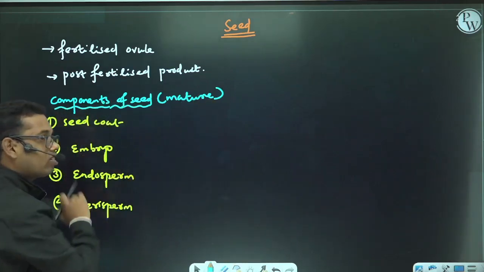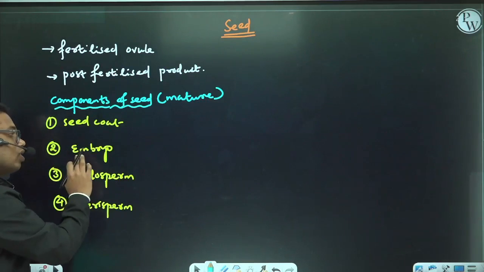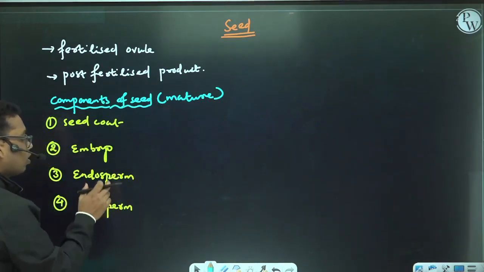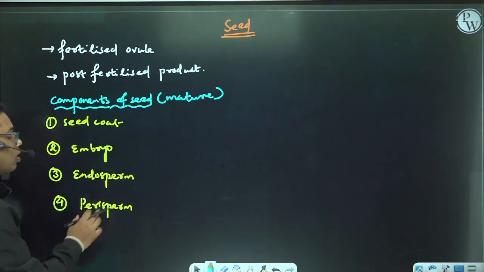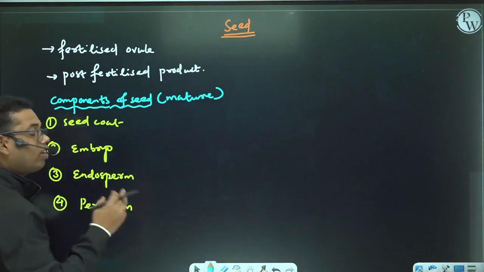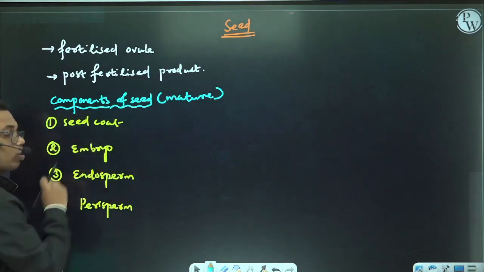Every seed will have seed coat, and every seed will have embryo. But if I talk about the mature seed, the endosperm may be present or absent, and perisperm may be present or absent. The seed coat provides protection to the embryo.